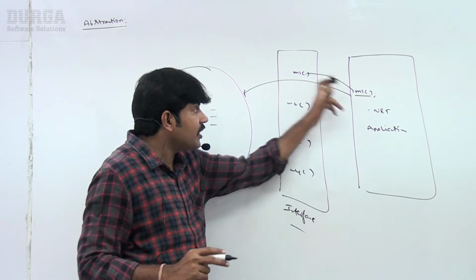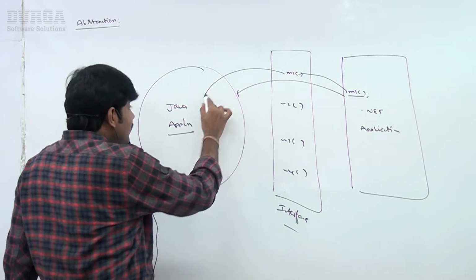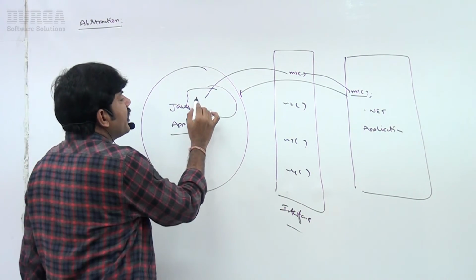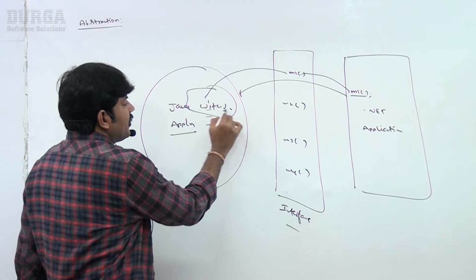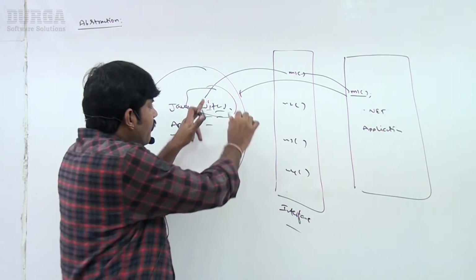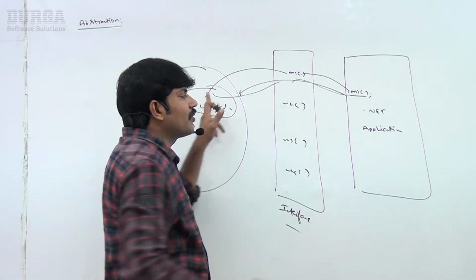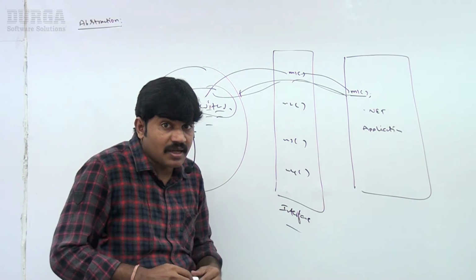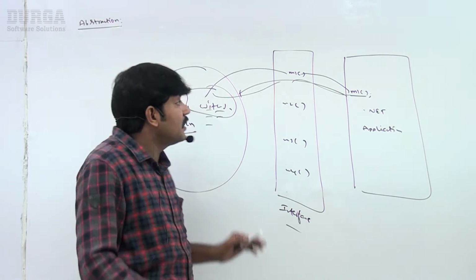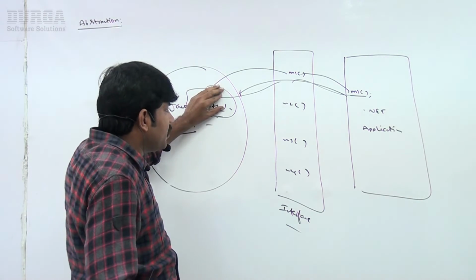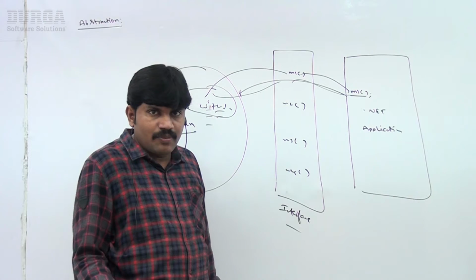Internally, whenever this person is calling M1, which method is going to execute? Maybe some withdraw method is going to execute. The required result we are going to offer to this .NET person. We are never going to highlight how this application is implemented internally. Are you able to understand, right?